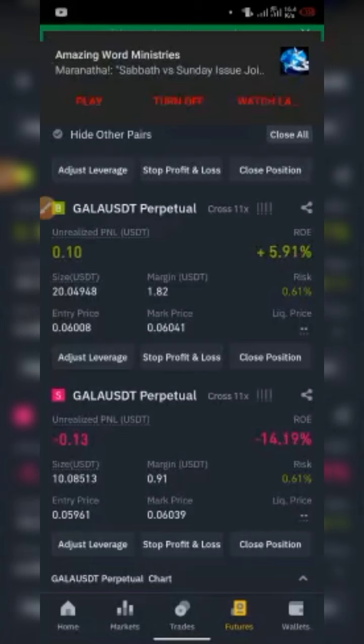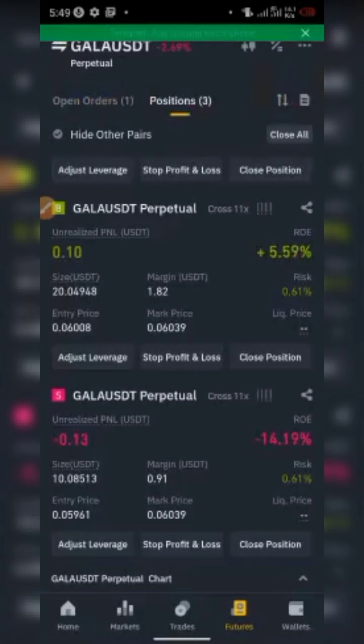So today we learned hedge trading, and the various techniques that you are going to use to hedge your trade.